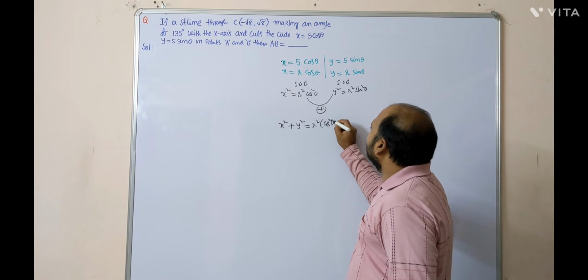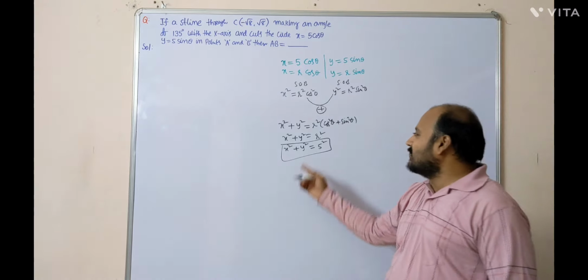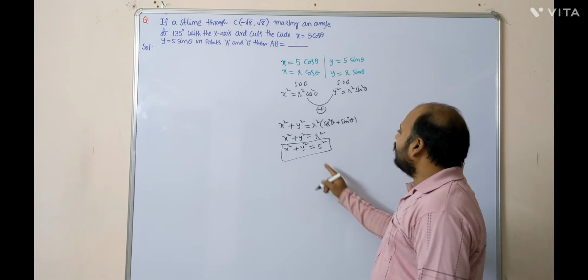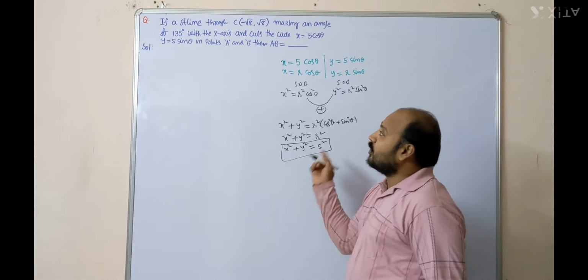So if you do the same thing for this, r is equal to what? 5. Substitute. x square plus y square equal to 5 square. This is the circle equation we got, whose center is 0, 0, and radius is 5. Okay, first draw the figure also.